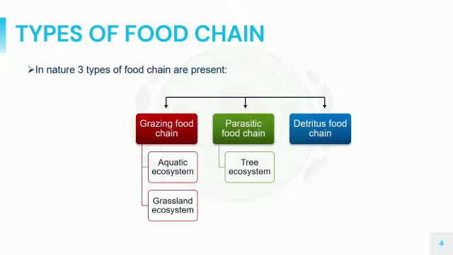Now let's see the types of food chain. In nature, there are 3 types of food chain. First, grazing food chain. Second, parasitic food chain. And third is detritus food chain. Grazing food chain can be seen in aquatic ecosystems as well as in grassland ecosystems, whereas parasitic food chain can be seen in tree ecosystem.